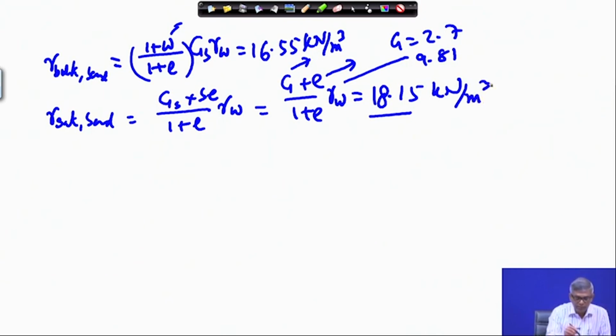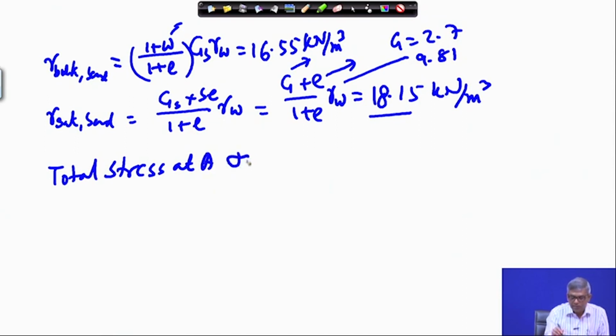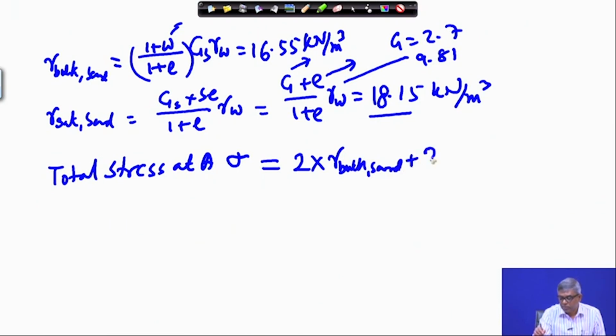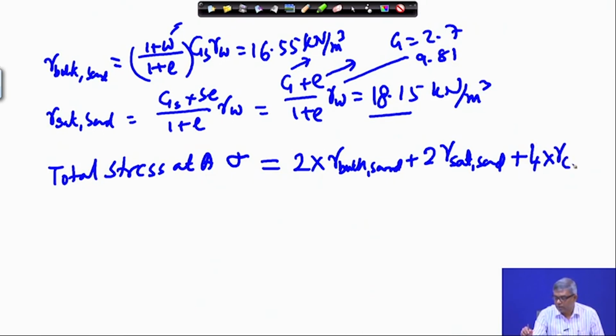Then total stress at A, that is nothing but sigma. So, sigma will be how much? 2 meter depth was gamma bulk sand, plus 2 meter of gamma saturated sand, plus we have 4 meter of gamma clay, and that is saturated.